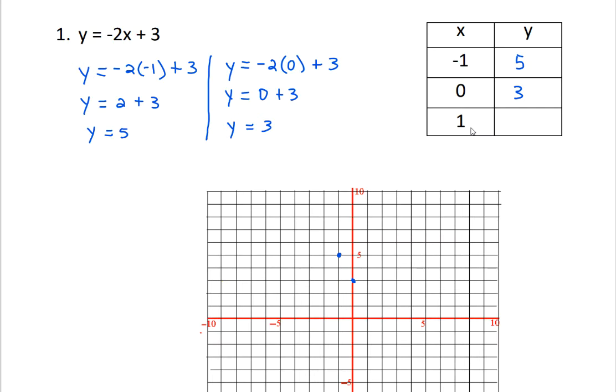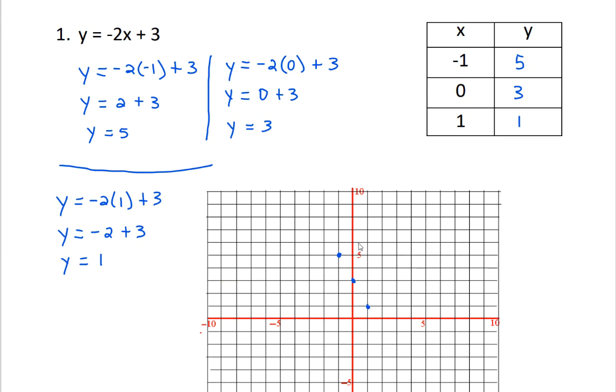I'm going to substitute 1 in as my value for x. So I have y is equal to -2 times 1 plus 3. So I get y is equal to -2 plus 3, and -2 plus 3 is 1. Okay, so then I have the point 1, 1 to put on my graph, starting at the origin. I go to the right one and up 1.